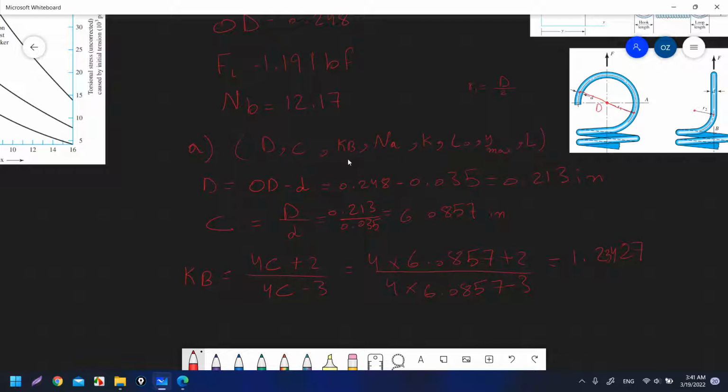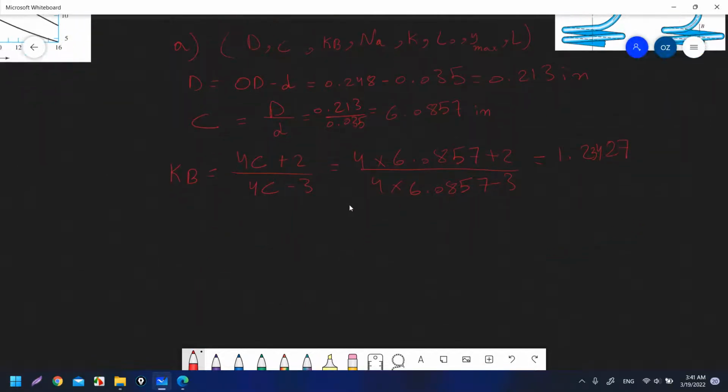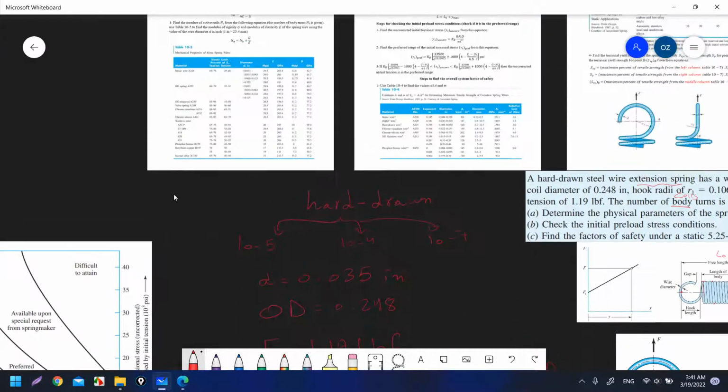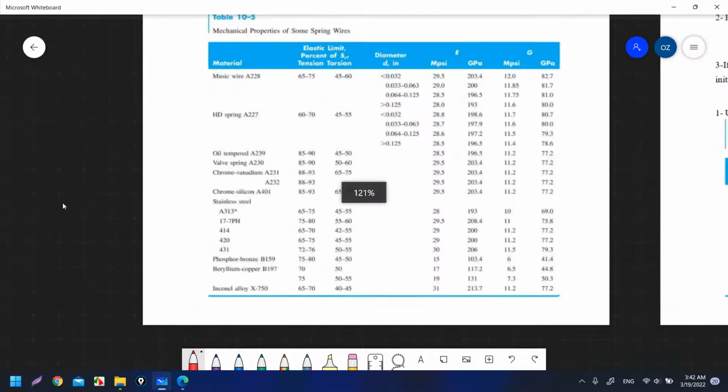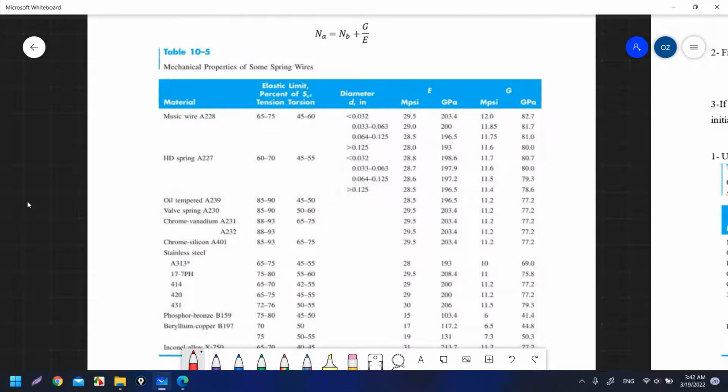Okay, the next we need to find NA, the number of active coils. So the number of active coils is equal to NB, the number of body coils, plus G over E. Okay, the number of body coils is given in the question. G over E, we want to find them using the table. So we know that the manufacturing process that we have for this material is hard drawn. So I will use this row.